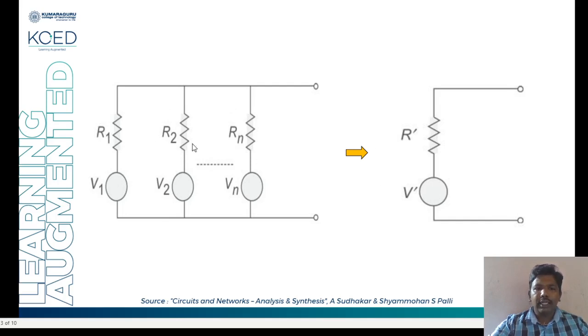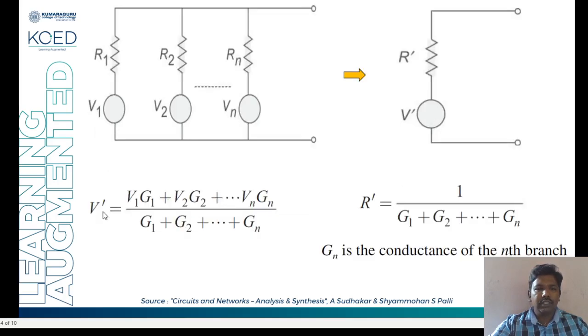Of course, you cannot directly add them, but he has given a formula to find the equivalent resistance and the equivalent voltage, which is given here. The expression for V dash is V1 G1 plus V2 G2, etc., divided by G1 plus G2, etc. This G is conductance, the reciprocal of resistance, so G equals 1 by R. And the equivalent resistance R dash is given by 1 divided by the summation of G1, G2, etc.